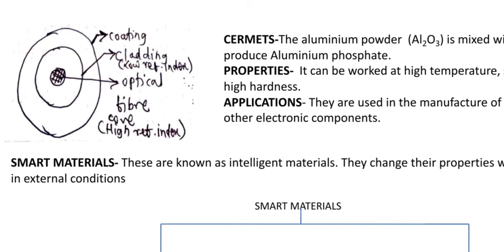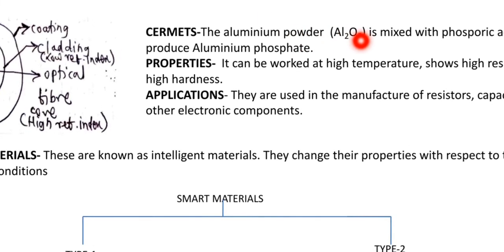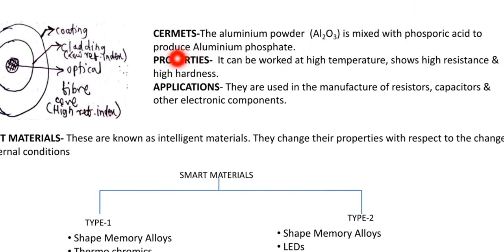Then cermets. The aluminium oxide powder, Al2O3, is mixed with phosphoric acid to produce aluminium phosphate. So this is the cermet material. Aluminium phosphate is known as a cermet material. What are the properties? It can be worked at high temperature. It shows high resistance and high hardness. What are the applications? They are used in the manufacture of resistors, capacitors and other electronic components.